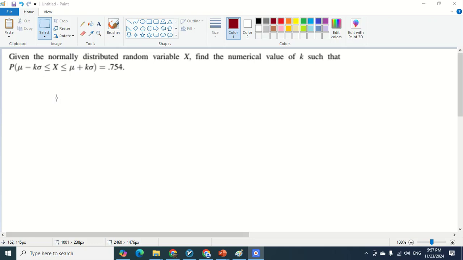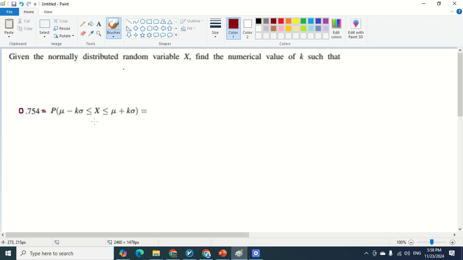So we have another question that has more variables. Given the normally distributed random variable x with unknown expected value mu and unknown standard deviation sigma, they ask you to find the numerical value of k such that this probability is equal to 0.54. So right now we just follow the same thing that we should do for this probability, meaning that let me put this numerical value at the left and then find the corresponding things that we have at the right side of this expression.